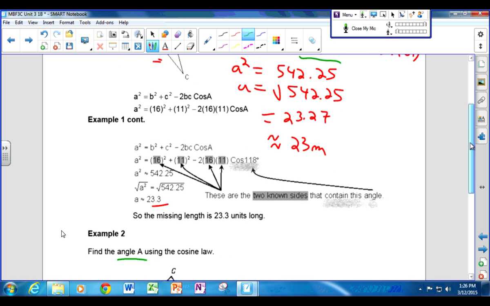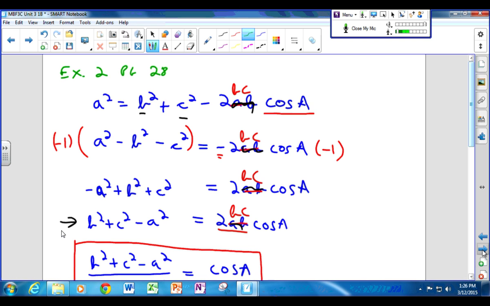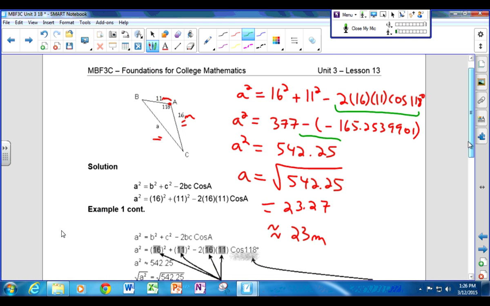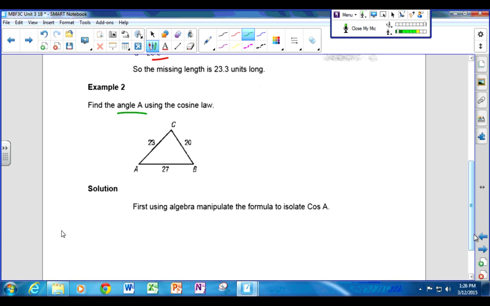Now, the other thing that we were doing with the law of cosines was sometimes, and this is the example here from page 28. Let's take a look. Okay, so find angle A. So we're being asked to find angle A, and the problem with that is that all we have are the three sides. We don't have any other angles, so we're really stuck.